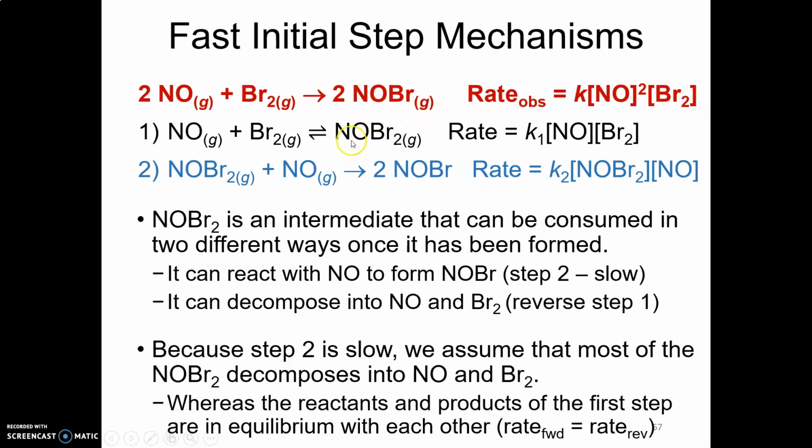Yes, NOBr2, produced and then consumed. So that is an intermediate. An intermediate does not appear in the overall balanced chemical equation. Thus, it cannot appear in the observed rate law. But look what's here in the rate law of the slow step, an intermediate. So we can't have that, right?